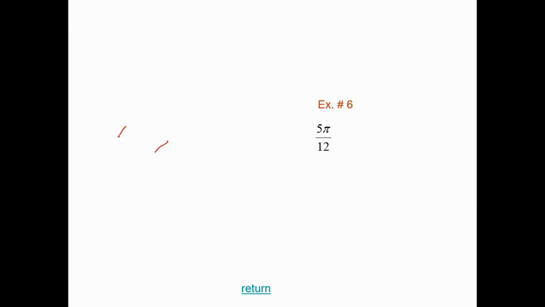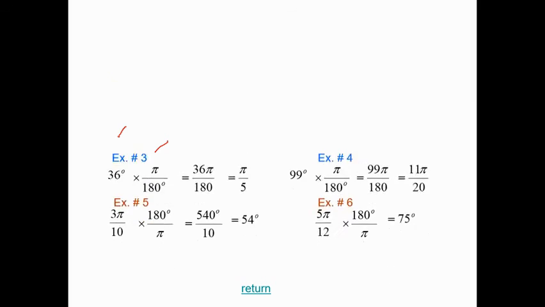Notice that we have 5 pi over 12. We're going to multiply that by the 180 over pi. Go ahead and solve for this. Remember to reduce. All right, that's going to reduce to 75 degrees.